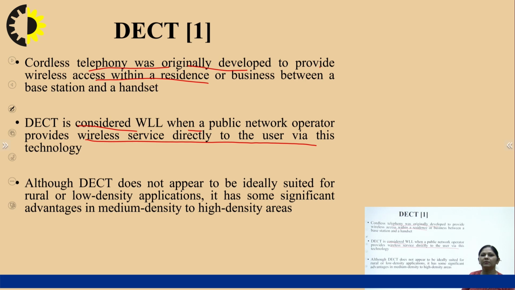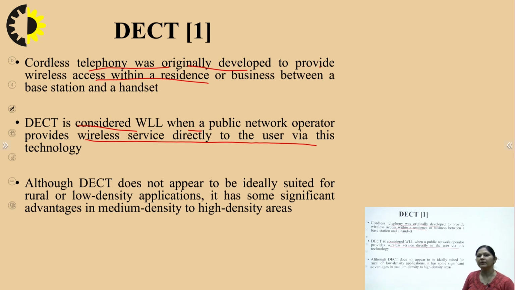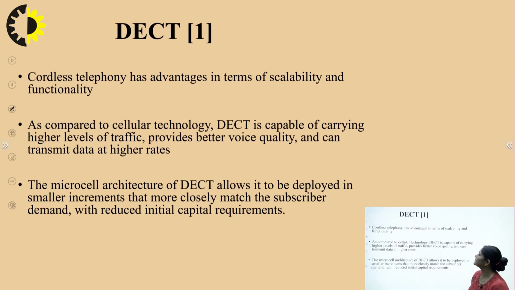This technology will be called wireless local loop if the service provider is providing wireless services directly to the user through this technology. Although DCT does not appear to be ideally suited for rural or low density application, it has some significant advantages in medium density to high density. So in some cases it can provide services to medium and high density areas.